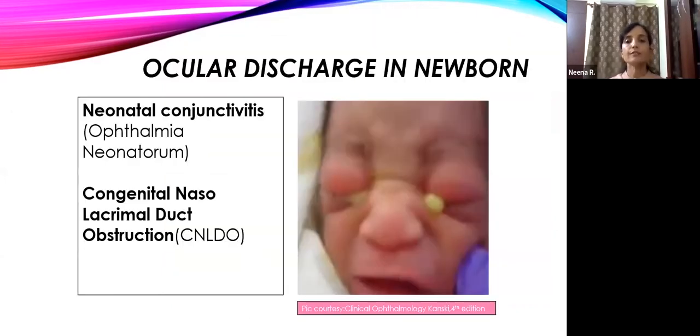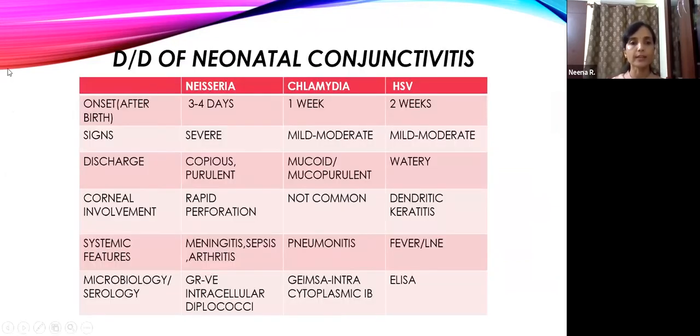So another condition which is first seen by the pediatrician is ocular discharge, especially in newborns. It could be a neonatal conjunctivitis or ophthalmia neonatorum, or it could be a congenital nasolacrimal duct obstruction. So we are all familiar with the various differentials of neonatal conjunctivitis, especially if it is acute. Within 3 to 4 days, think of gonococcal infection. Within a week, rule out chlamydia. And within 2 weeks, it could be herpes simplex.